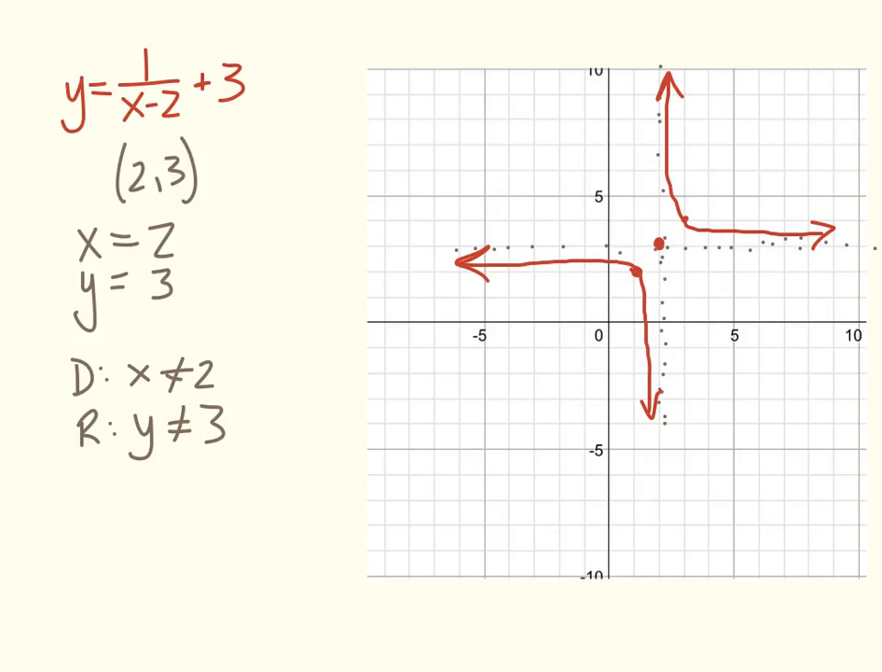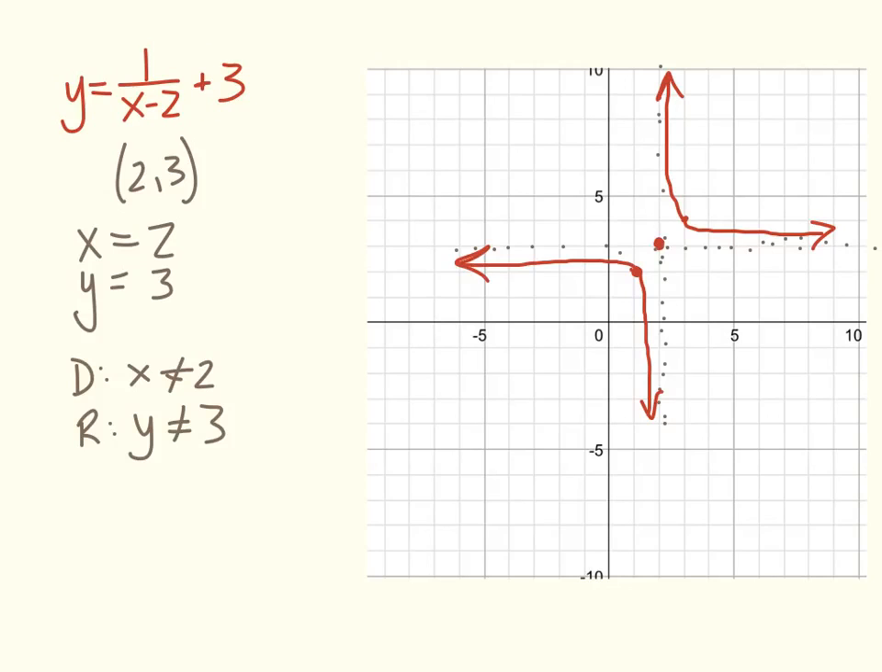So, if I gave you the equation y equals 1 over x minus 2 plus 3, and asked you to graph that, the first important point to figure out is where is the center of this action going to be occurring. It's not really the center, but where is it all centering around? That is going to be at 2, 3. You get that from the inside, or underneath, and the outside.